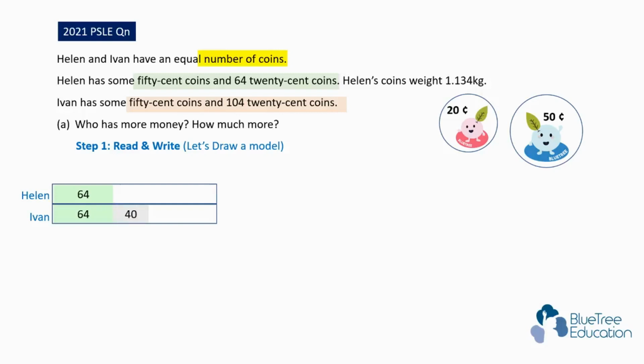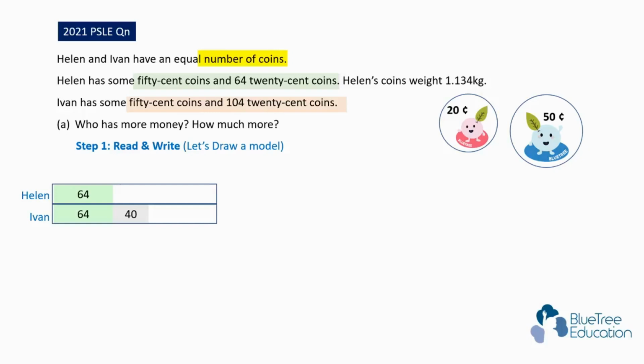Okay, I know I didn't read the question line by line. I'll give you time to read it. Okay, so Helen had 64 20-cent coins. I presented it in the model. Ivan has 104 20-cent coins, presented in the model, 64 with a little bit more, 40. The next part says Helen's coins weigh 1.134 kilograms and all. It is not required at this part of the solving because it's mass under the topic of measurement.